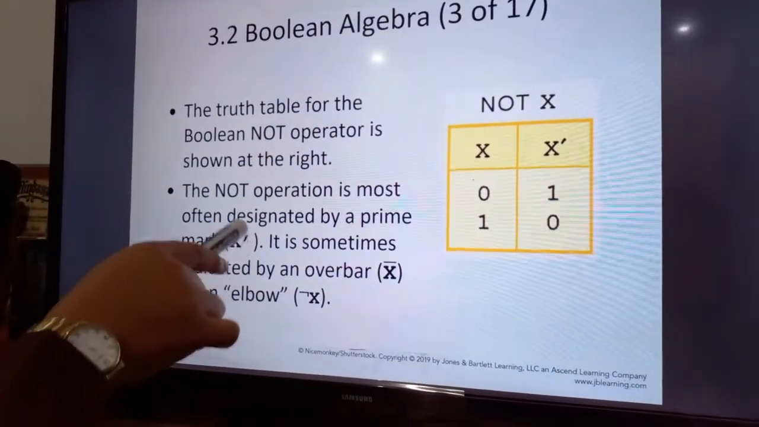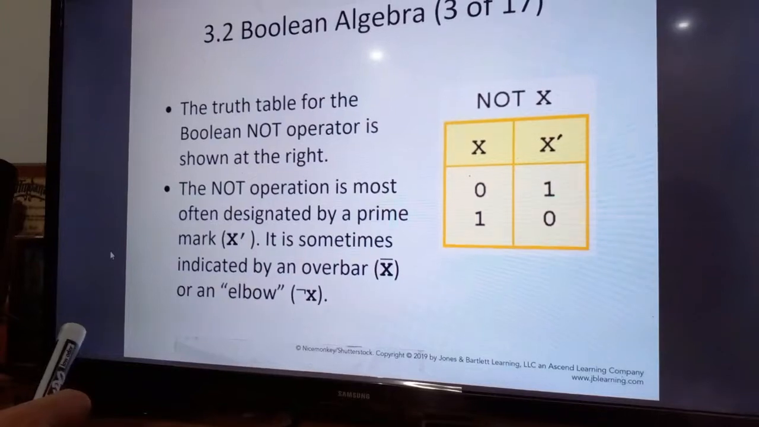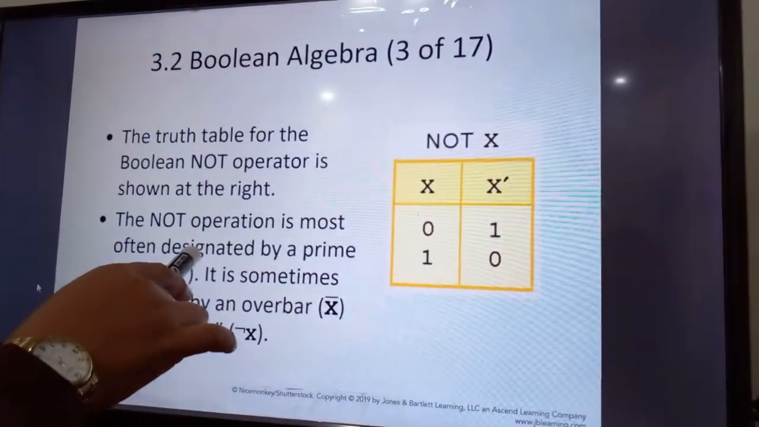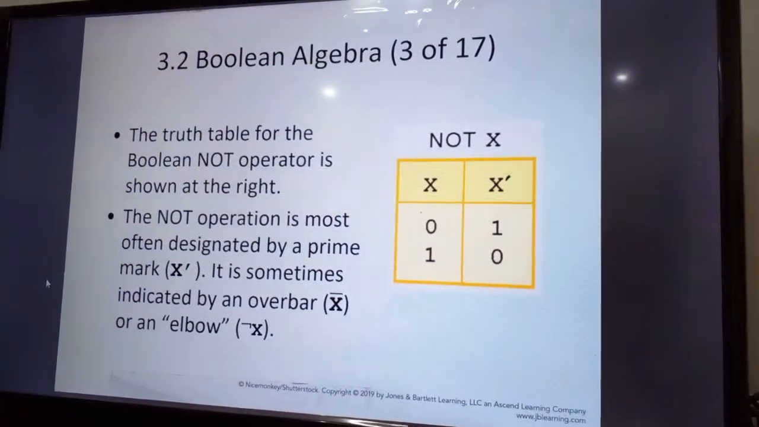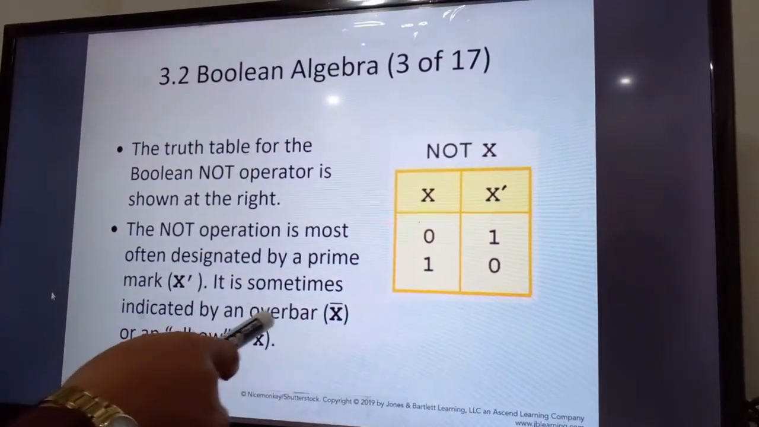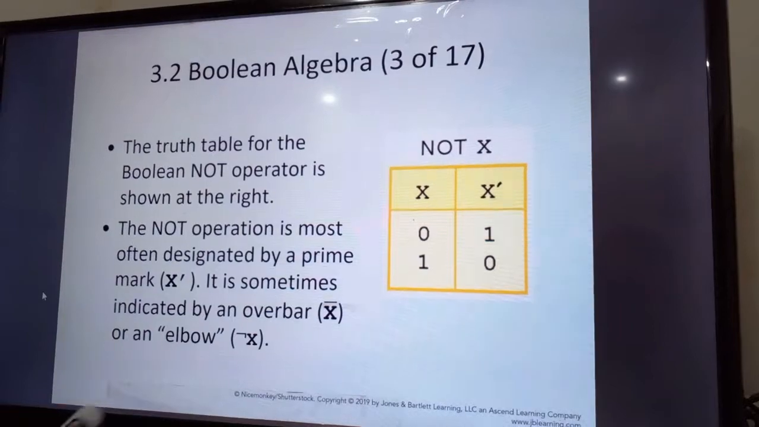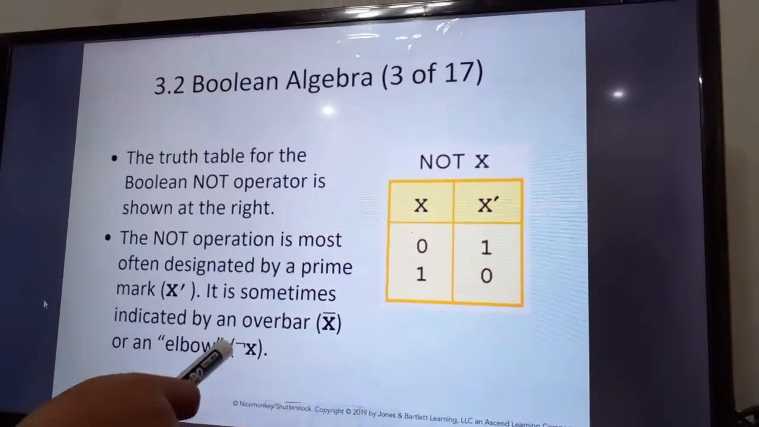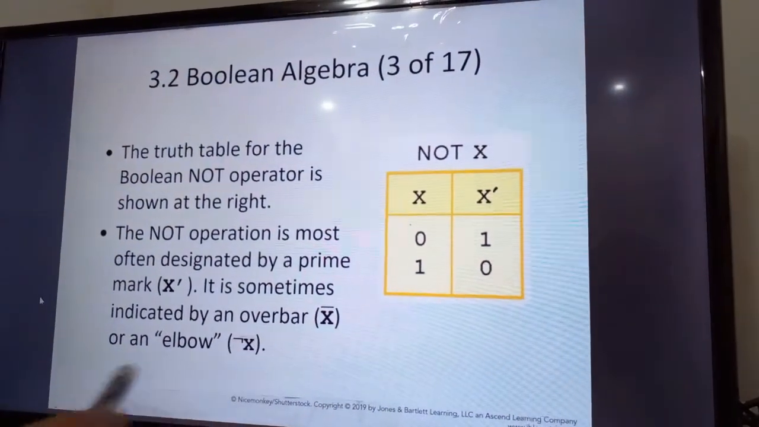So if there is a mark on top of your equation, it means it is not, it becomes not. Then it is sometimes indicated by an overbar, a bar under your equation, or an elbow, so an elbow on your equation.